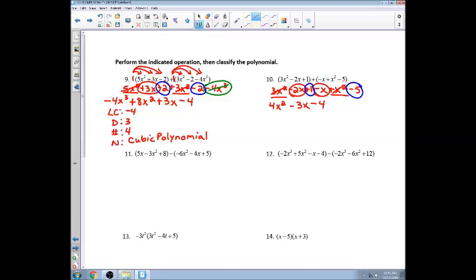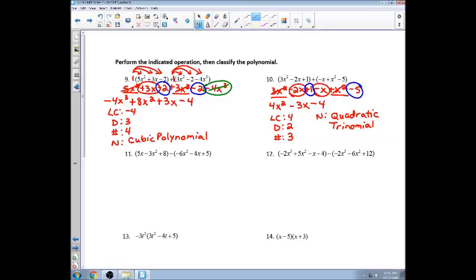Okay, so our leading coefficient then would be 4. Our degree would be 2. The number of terms would be 3. So the name would be a quadratic, because it's the second degree, trinomial, because I have 3 terms.